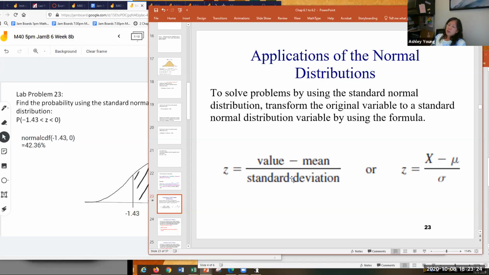So how do you find a z-score? Again, it's your value minus the mean over standard deviation. If you did not write that down earlier, write it down now because you will need it in about 2 minutes. Let's go ahead and do an example.